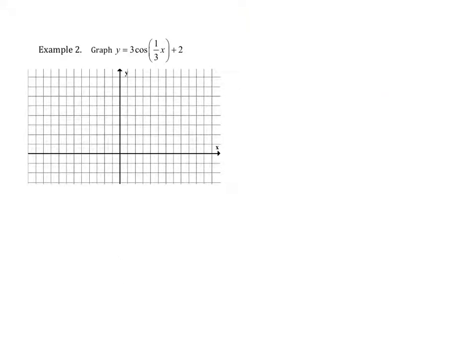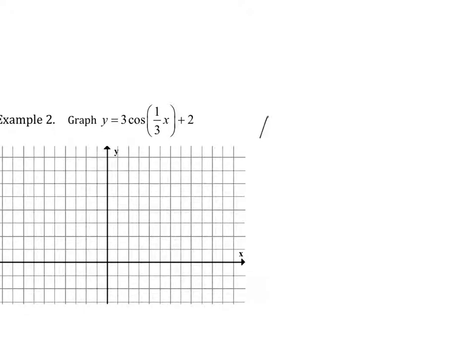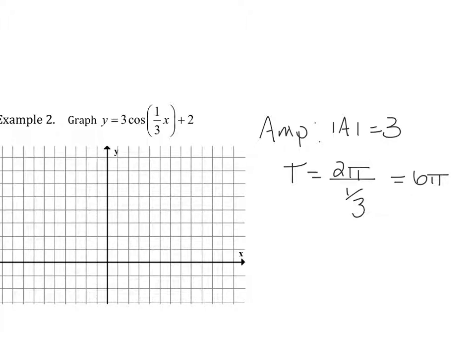So let's do one more problem. This problem has all of the things put together. It has an amplitude change, a period change, and a midline. So y equals 3 cosine of 1/3 x plus 2. So what do we need to know? We need to know the amplitude, the midline, and the period. So the amplitude is the absolute value of the A, which is 3. The period is 2 pi over 1/3, which is 6 pi. And then the midline is y equals 2.